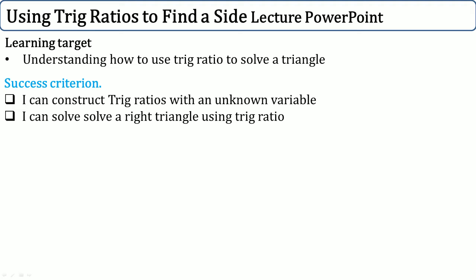Welcome, this is using trig ratios to find a side, the lecture. Here, the learning target is for you to understand how to use trig ratios to solve for a right triangle. Your two success criteria are: one, you need to be able to construct the trig ratio with an unknown variable, and two, to solve for that right triangle using the trig ratio.